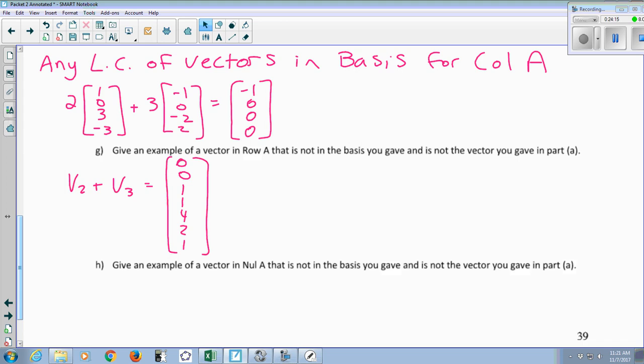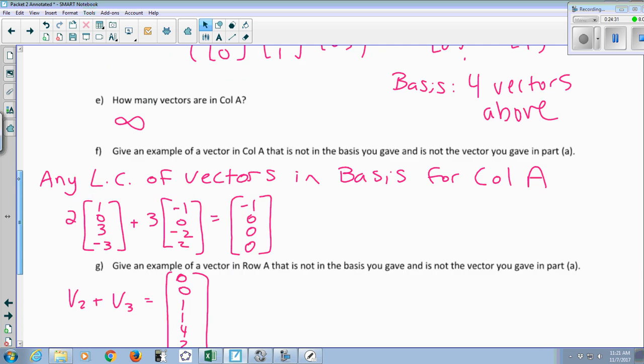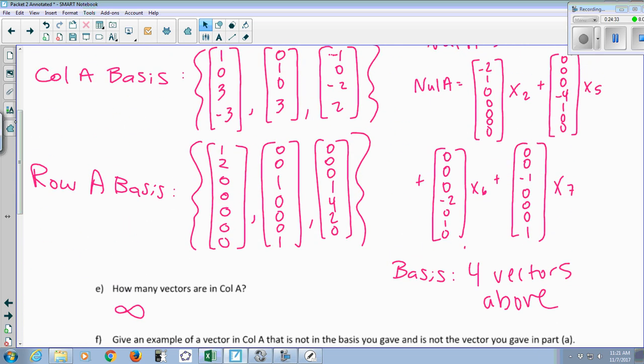And then an example of a vector in null A that's not in the basis, and not the vector I gave in part A. So if in part A I was clever and wrote the 0 vector because the 0 vector is always in the null space, here I would be forcing you to come up with something different. And you would go to your basis for null A, throw some weights on x2, x5, x6, and x7.